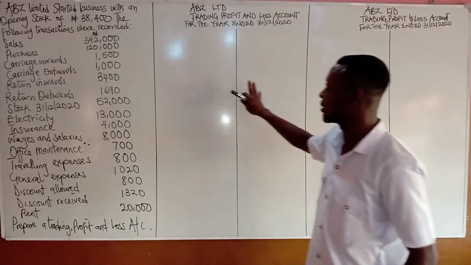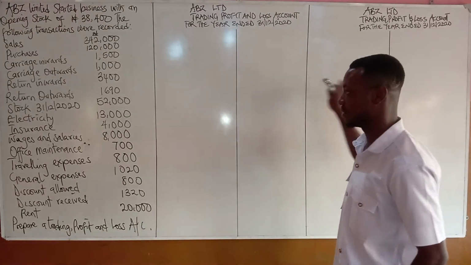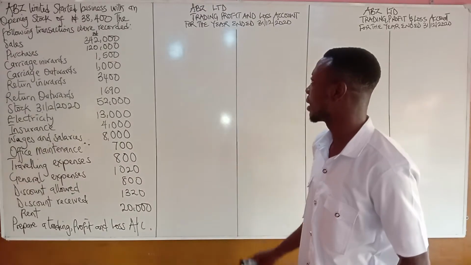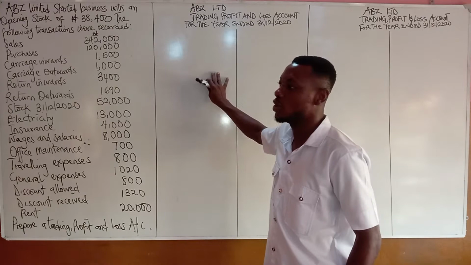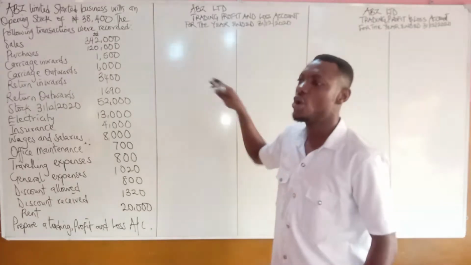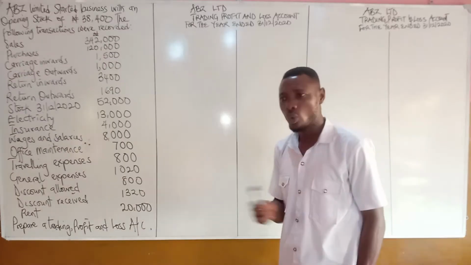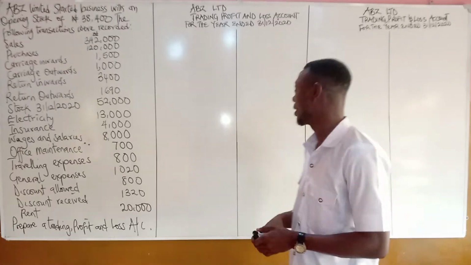Now, as you can see, I have two lines drawn here, a T format drawn for the posting. But first, I'm going to teach the format. What are those things that must be in a trading account?